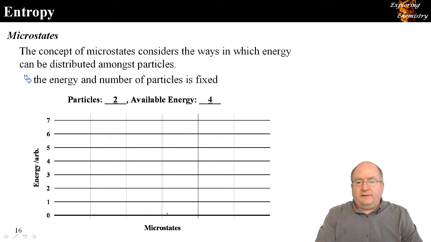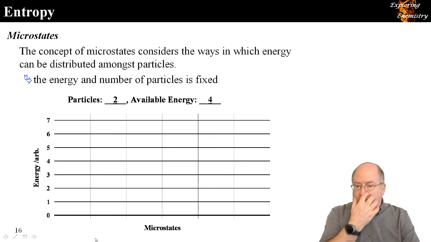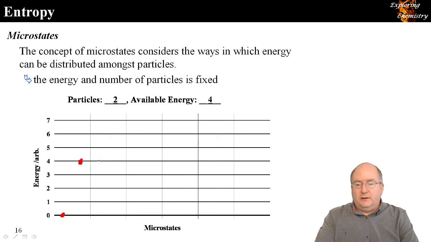So given 2 particles with an available energy of 4, how many ways can we distribute this energy amongst the particles? Well, obviously we could have 1 particle with 0 energy and 1 particle with 4 units of energy, or it could be the other way around. The first particle could have 4 units of energy and the second particle could have 0.